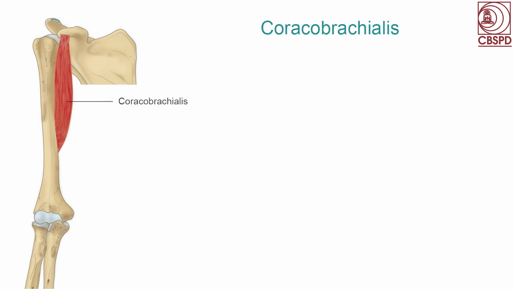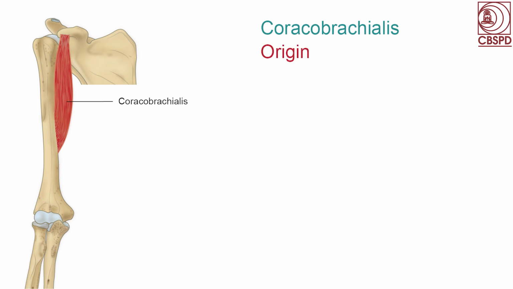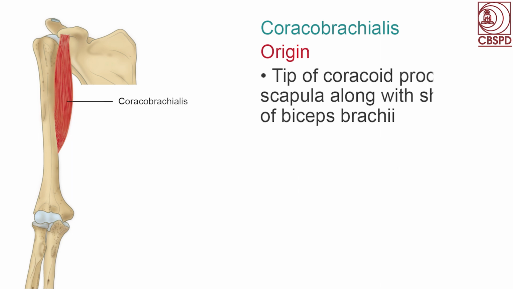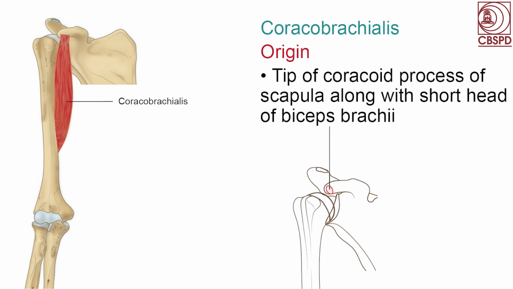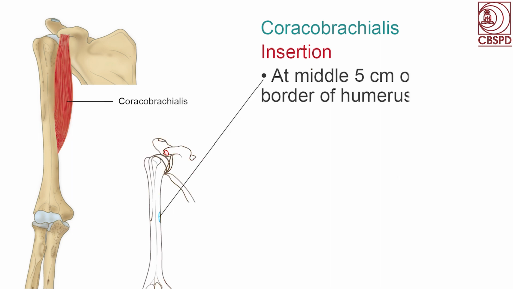Coming to the first muscle, coracobrachialis. It is a small muscle that morphologically represents the medial compartment of arm. What is the origin of coracobrachialis? Coracobrachialis originates from the tip of coracoid process of the scapula along with short head of biceps brachii. What is the insertion of coracobrachialis? Coracobrachialis inserts at middle 5 cm of medial border of humerus.